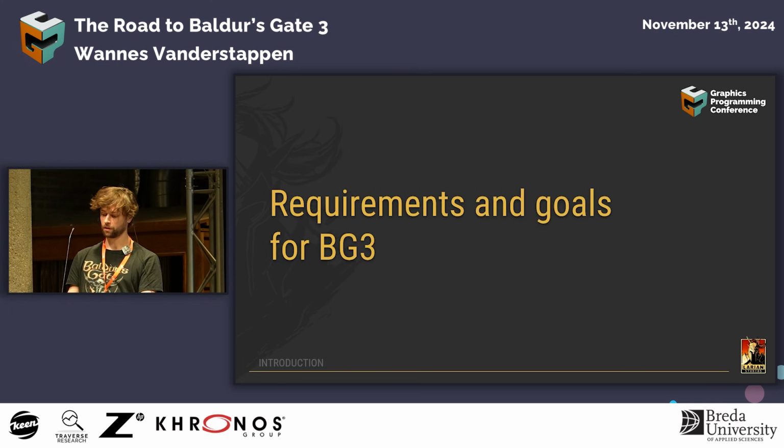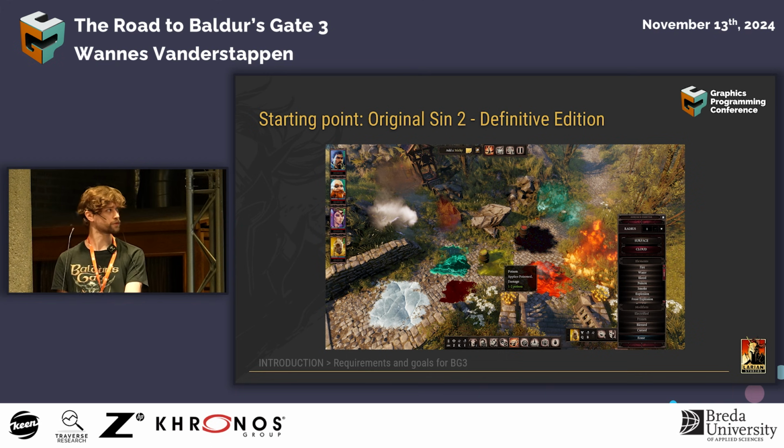So what were our requirements and goals for Baldur's Gate 3? So our starting point was obviously the Original Sin 2 Definitive Edition. This was also a big RPG world, but this was made with a much smaller team. And because of that, the game was more stylized than Baldur's Gate 3. So we had lower detail models and textures. High fidelity was simply also not needed because of the camera perspective, which was top-down.